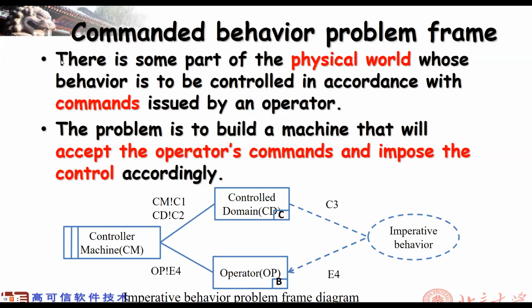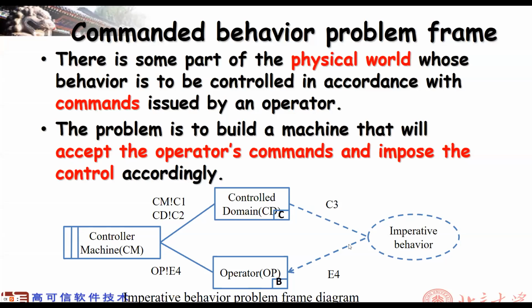And the meaning is that there is some part of the physical world, which means the control domain, whose behavior is to be controlled in accordance with commands issued by an operator. So this is commanded behavior. And this problem is to build a machine. This is a machine that will accept the operator's commands and impose the control accordingly.